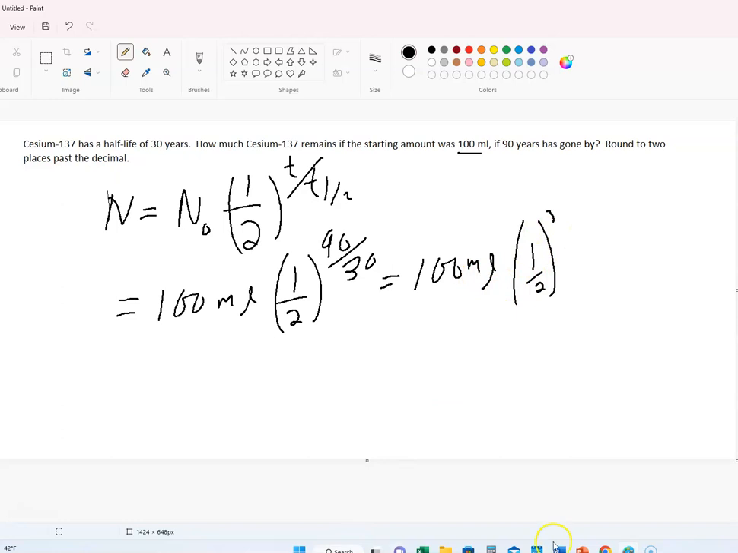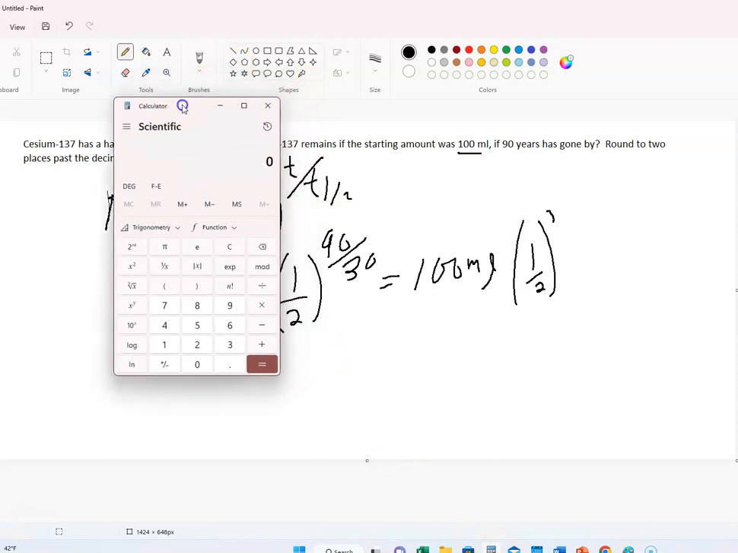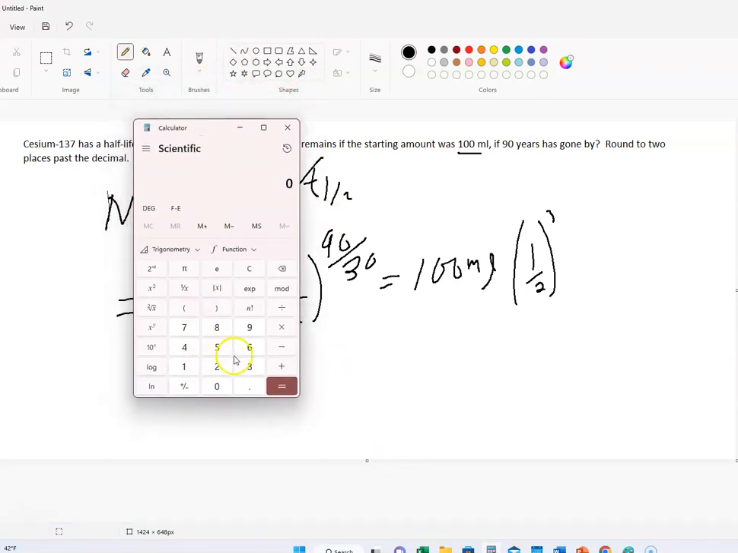You can do this in your calculator as well. So 0.5, and then raise it to the third power. That's going to be 1/8.